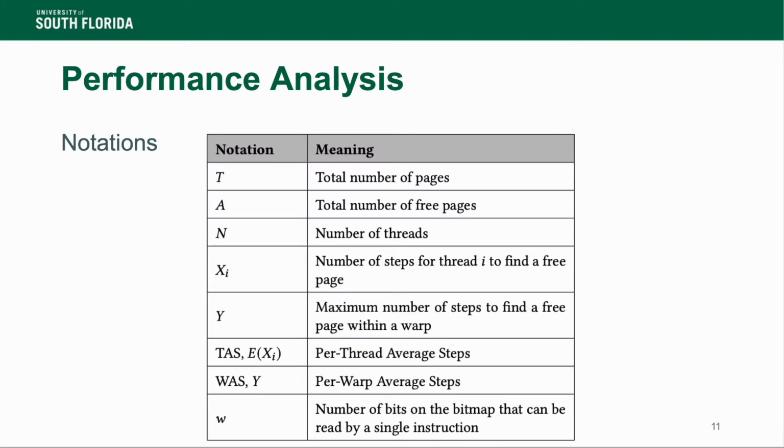And here are the notations that we will use for our mathematical analysis. T is the total number of pages, A is the total number of free pages, N is the number of threads. xi is the random variable representing the number of steps taken until finding a free page, and TAS is the expected value of xi. And y is the maximum number of steps to find a free page within a warp, and WAS is the expected value of y.